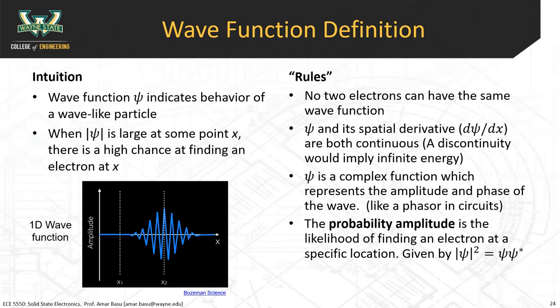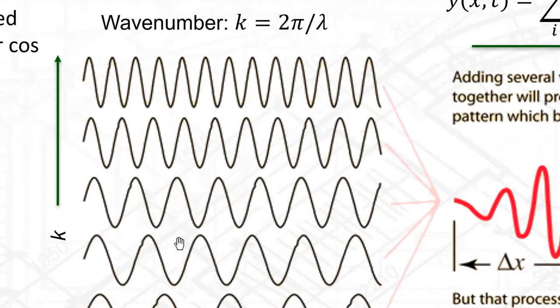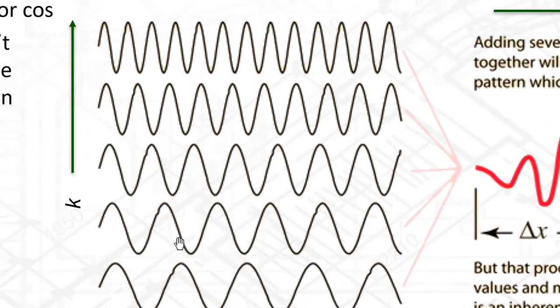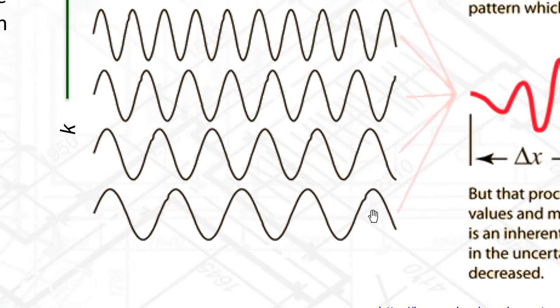All right, and we'll talk more about this later. More intuition, though. At the beginning of today, we talked about waves. We said electrons behave as waves. And then we started saying, well, we're interested in finding the location of the electron. Where are we most likely to find the electron? And there's a question that may come up in your heads: how can a sinusoid represent the location of an electron? And the answer is that it can't. A single sinusoid is not really good at doing that.